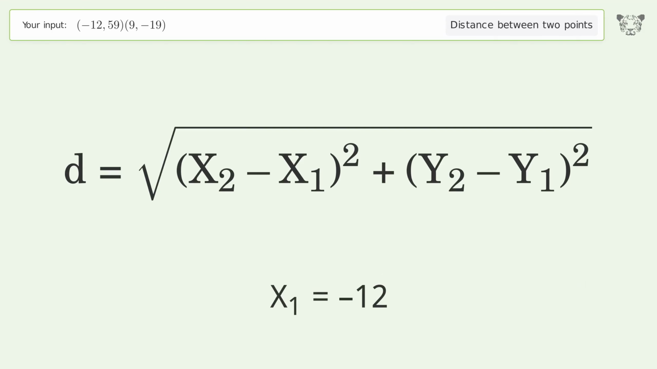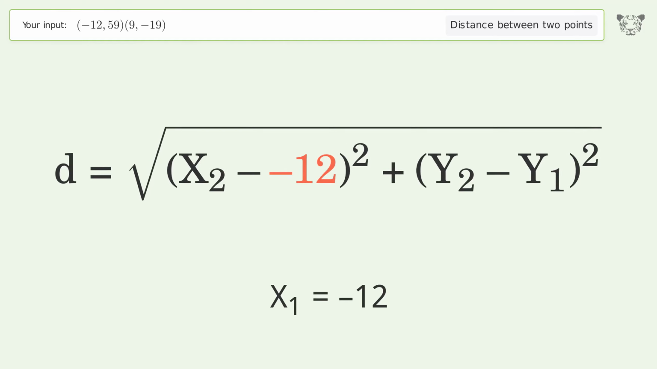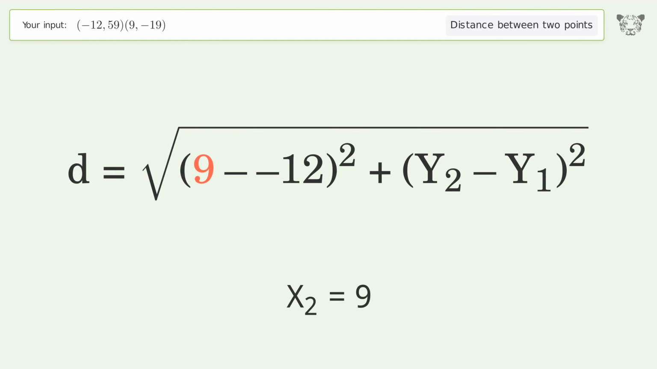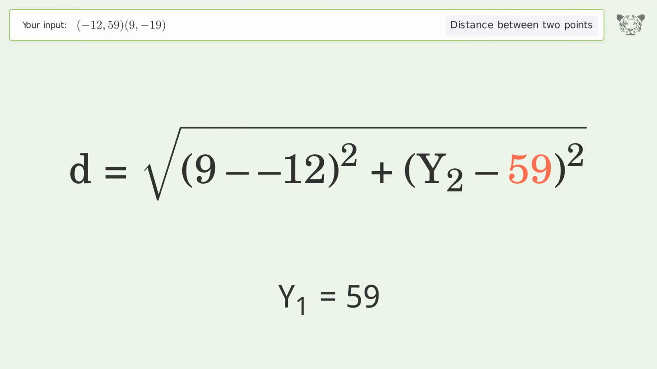x1 equals -12. x2 equals 9. y1 equals 59. y2 equals -19.